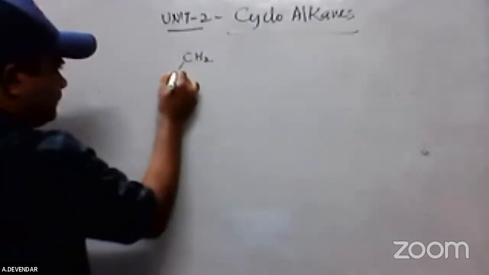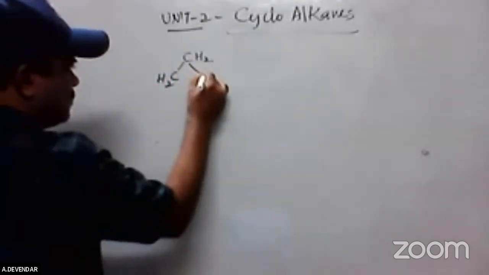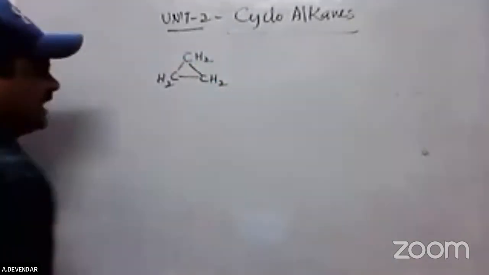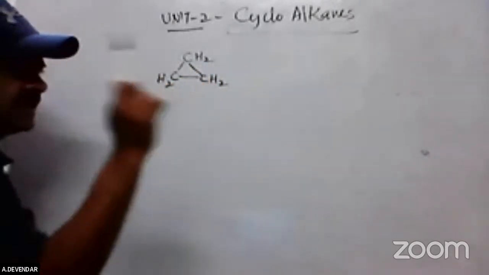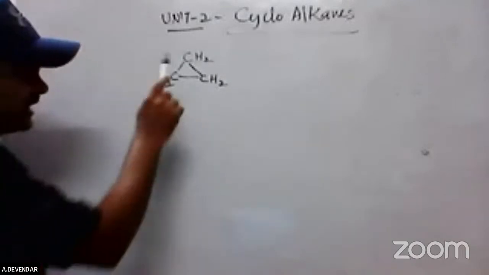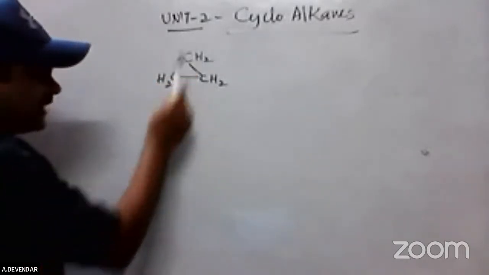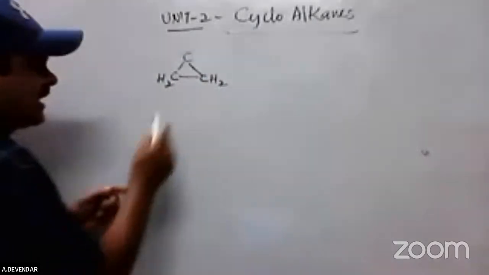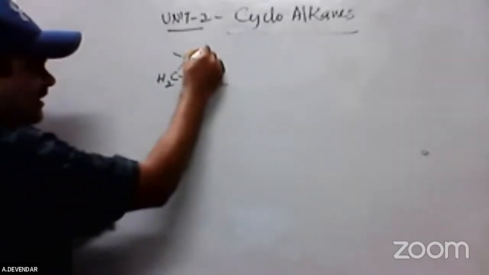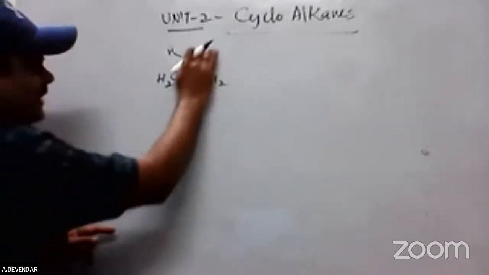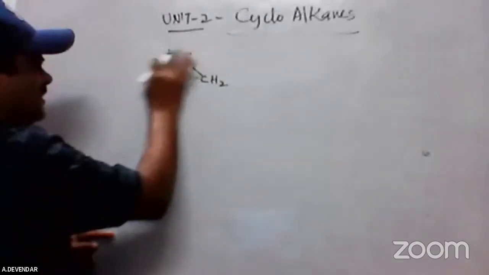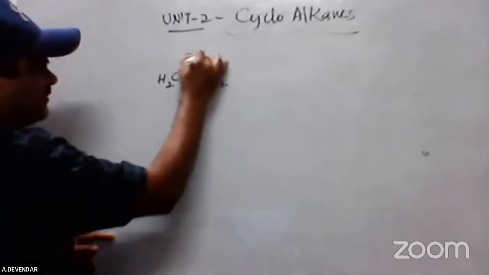I am writing CH2, CH2, CH2, in a closed form. Why am I writing CH2? Because each carbon has only 2 single bonds here, but every carbon has 4 covalent bonds. The 2 more bonds are with the help of hydrogens. That's why this CH2 can be written like this, but it would not look as neat, so I am writing it as CH2 for good looks only.